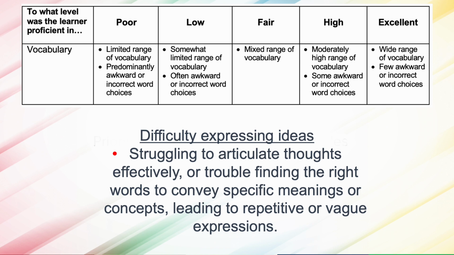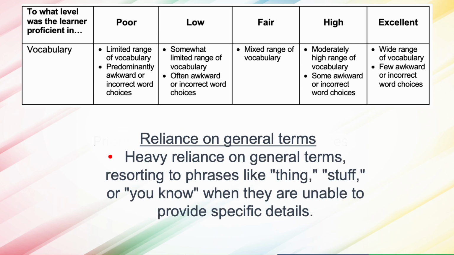They may have difficulty expressing ideas if they have a limited range of words. They may struggle to articulate their thoughts effectively or have trouble finding the right words to convey specific meanings or concepts, leading to repetitive or vague expressions. The learners may have an over-reliance on general terms, resorting to phrases like thing, stuff, or you know, when they're unable to provide specific details.